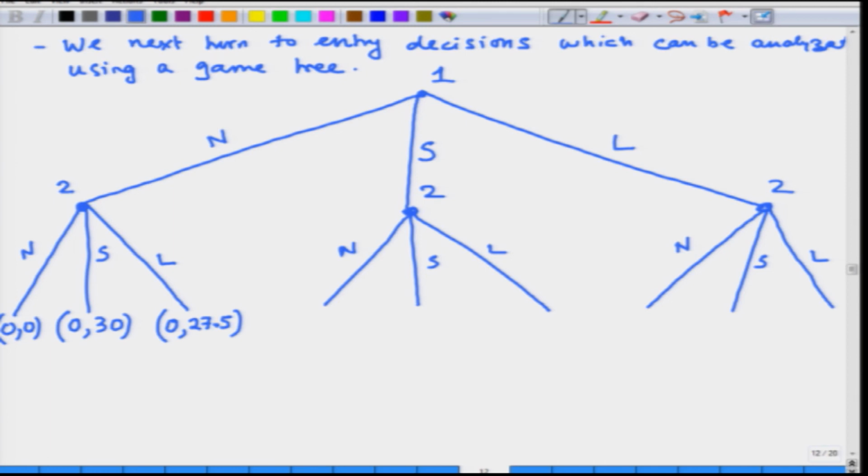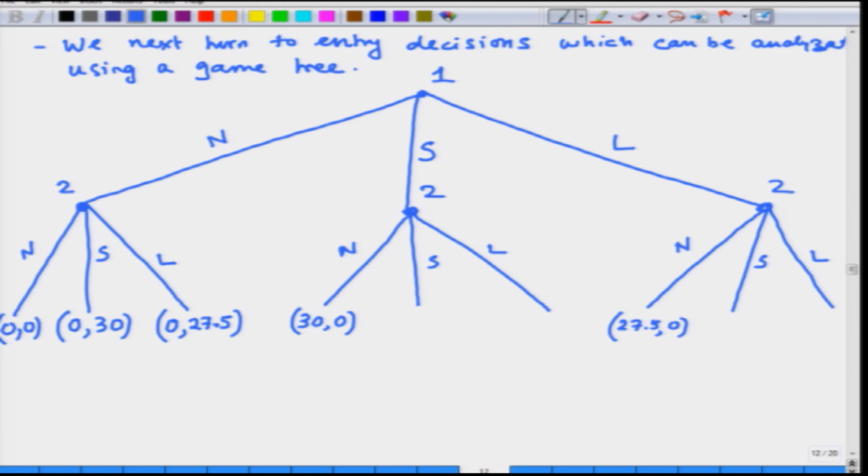Similarly, if firm 1 decides, so we just use a symmetric argument, firm 1 has decided to enter with a small capacity and firm 2 has decided to not enter at all, it is just the mirror image of what we have as 0, 30. So, in this case firm 1's payoff is going to be 30 and firm 2's payoff is going to be 0, right, because it chooses not to enter. Similarly, if firm 1 has chosen to enter with a large capacity and firm 2 decides not to enter, that is going to be the mirror image of what we have here, right. So, firm 1 gets a profit of 27.5 and firm 2 gets 0 profit.